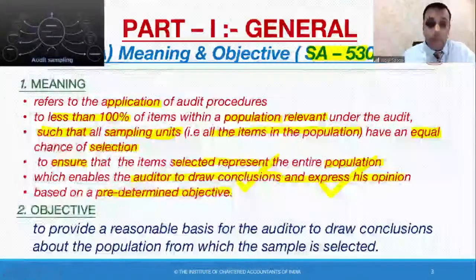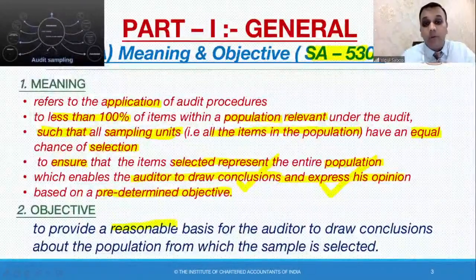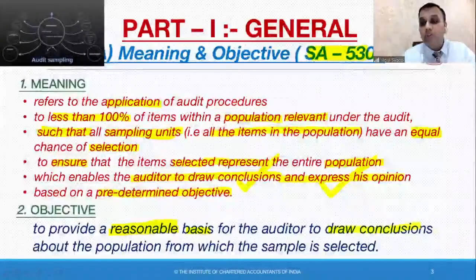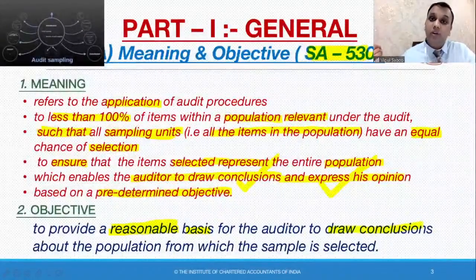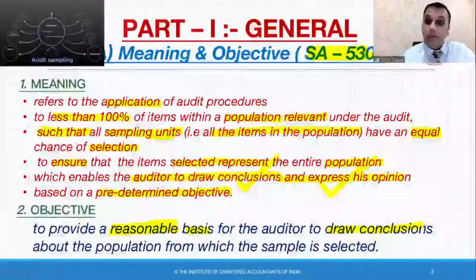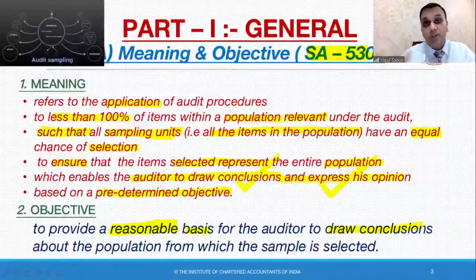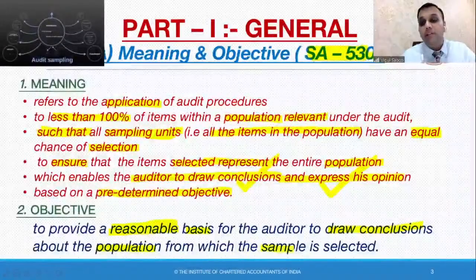has an objective to provide a reasonable basis. What is reasonable? Best in the given circumstances, which is not absolute, but a logical basis for the auditor to draw conclusions as a result of his audit procedures about the population from which the sample is selected.